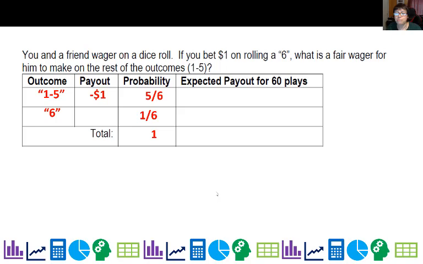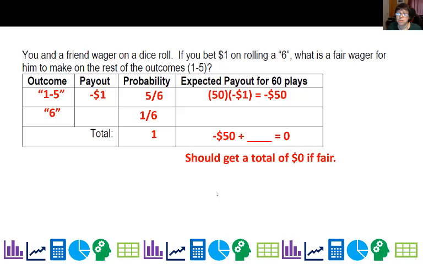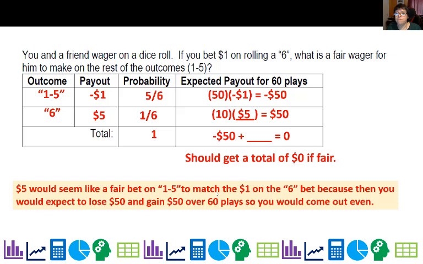If we did 60 plays, we would expect you to lose 50 of them, so you'd lose $50. That's a lot. And we would only expect you to win 10 of them, right? So we should get a total of $0 if it's a fair game. So if you're losing $50, how much money do you need to make on the other 10 plays to come out even? Well, you would need to make basically $5. So $5 would seem like a fair bet on 1 to 5 to match the $1 on the 6 bet, because then you would expect to lose 50 and gain 50 over 60 plays, so you come out even.